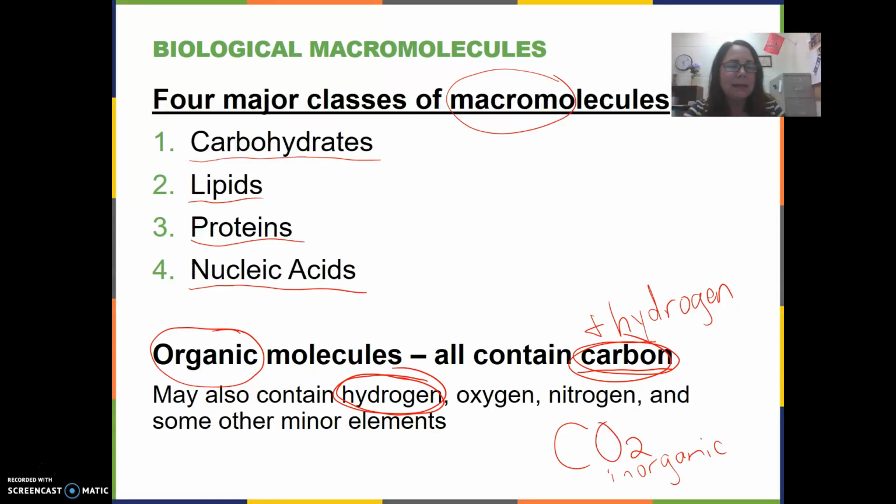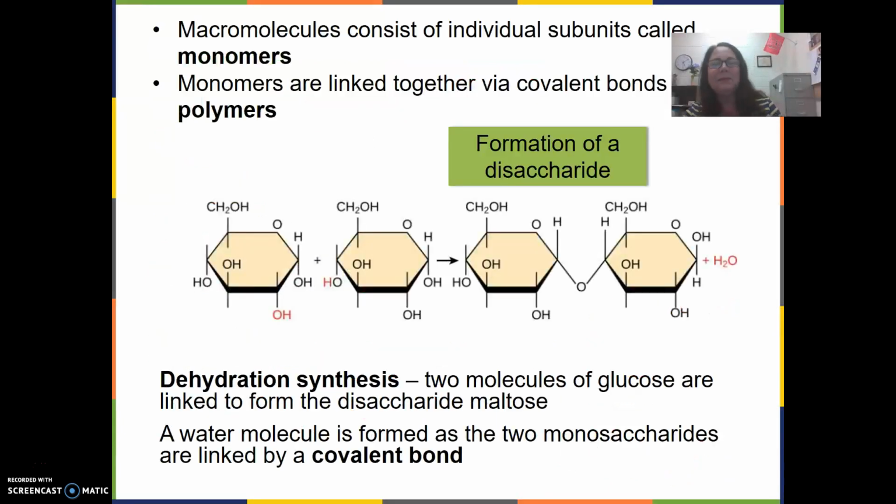And yes, carbon dioxide is found in living things. In fact, it's a byproduct of cellular respiration, and it's the gas that we breathe out. We breathe in oxygen and we breathe out carbon dioxide. Carbon dioxide builds up in our tissues as we break down glucose for energy, but it's inorganic. So just to make that clear, if it's organic, it's going to have carbon and hydrogen.